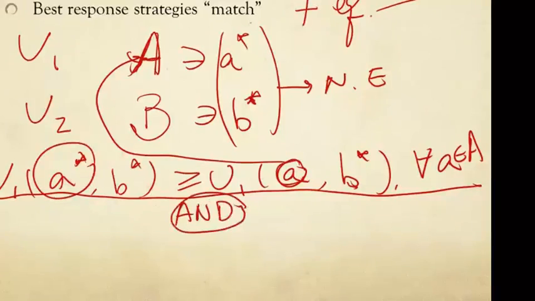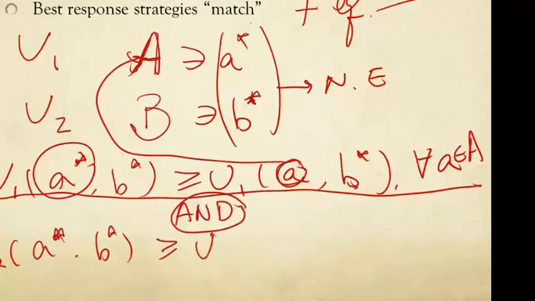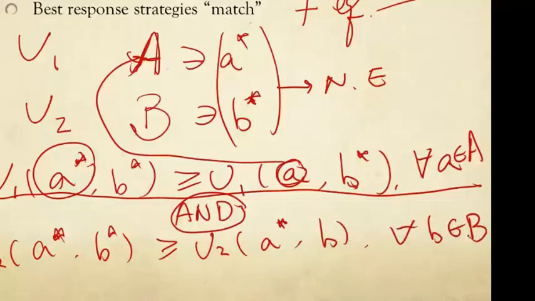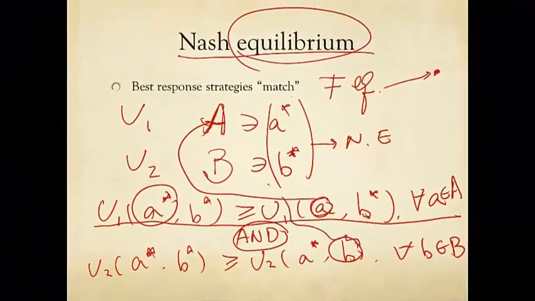And at the same time, the other user feels the same way. U2 at this A star, B star, is no smaller than the utility for user 2 if A star remains there and B is free to be chosen anywhere in the set. Okay, so this B can be any point in the set. Doesn't matter. What it says is that for user 2, again, I have no unilateral incentive to move away from B star. If the other player sticks to A star, I'm going to stick to B star.